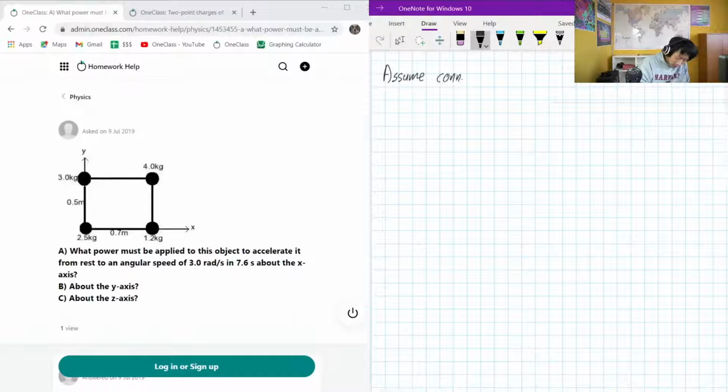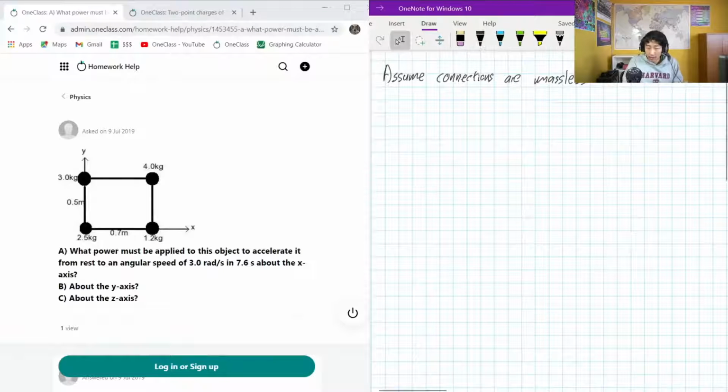We have to assume something though. Assume connections are massless. The reason why we need to assume that these connections are massless is because we don't have any masses given associated with them, so we're going to assume that there's zero. Normally, if you do have anything connected between them, it would have mass, and you do need to calculate that. But we're going to assume that their masses are so little that we can ignore them. Otherwise, this would be impossible unless we're given them.